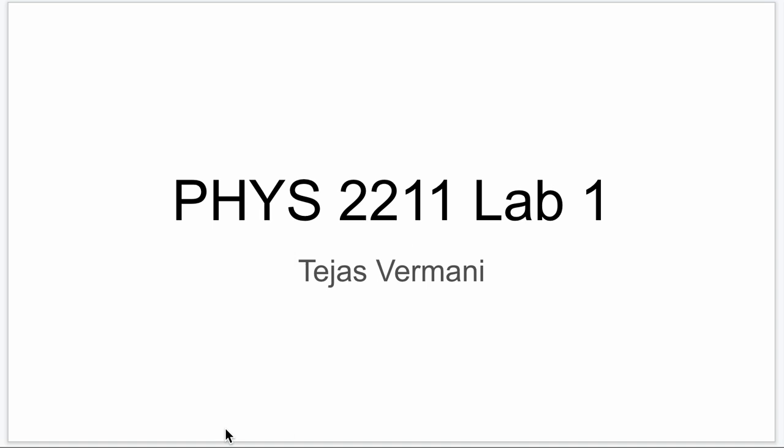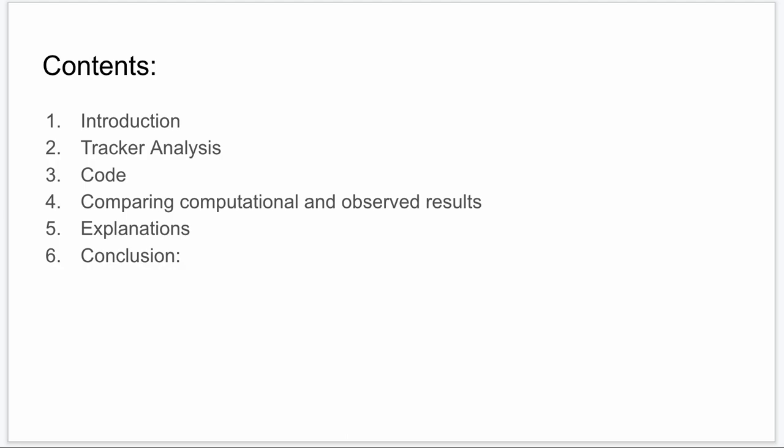This is my video lab report for Lab 1 in Physics 2211. In this report, I will introduce the investigation of constant velocity. I will show a video of the experiment analyzed with the Tracker application. I'll show the code that created a model to predict the position of the object. I will compare the results of the Tracker and the model, and I will answer the questions "What if?" and "What does it mean?", and I will give my conclusion.